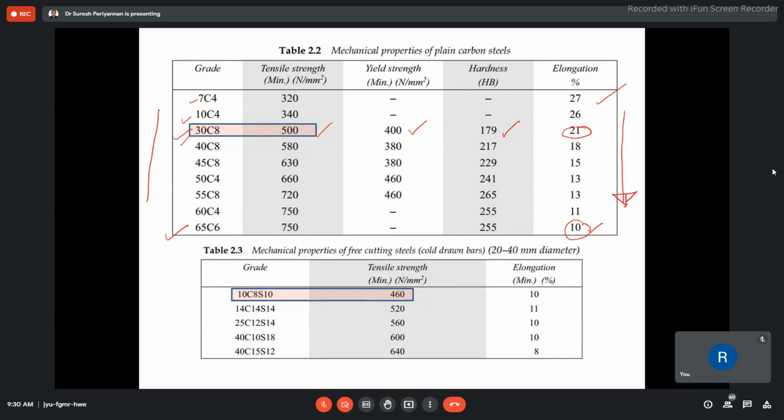Okay. Now the other thing, the mechanical properties of free cutting steel. I mean, someone reflect on this. What is this? 10C8S10.